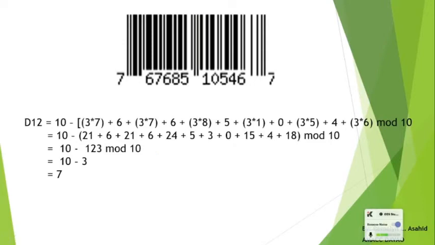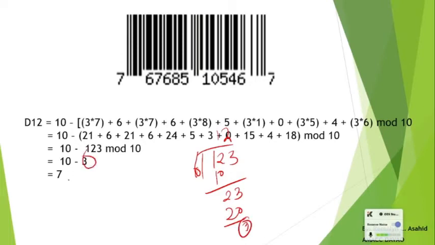So kunin natin yung result ng 123 mod 10. So that is 123 divided by 10. So that is 1, that is 23. So that is 2. So we got 3. Kaya 3 ang answer dito. So 10 minus 3, ito yung check digit natin, 7.